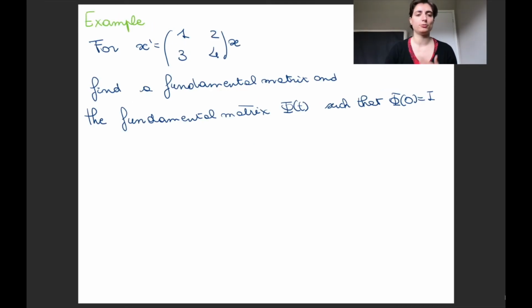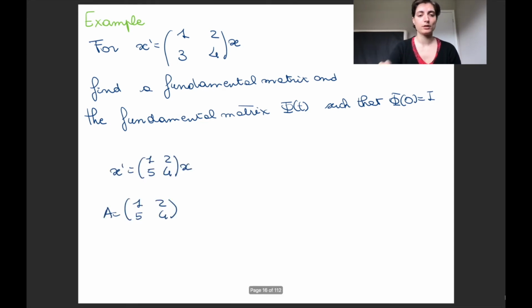Let's make an example to make this a bit more clear. We have x prime equals the matrix [1, 2; 3, 4] times x. We can find the fundamental matrix, any fundamental matrix, and we want to find the fundamental matrix such that the fundamental matrix computed at 0 is equal to the identity. So let's start by just computing the determinant of this matrix.